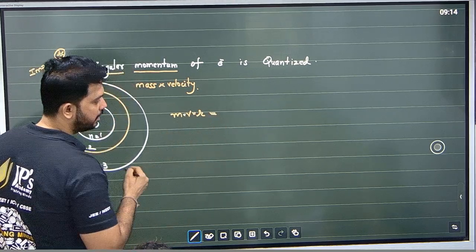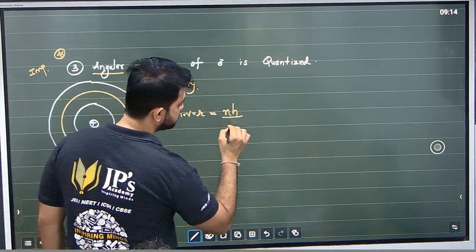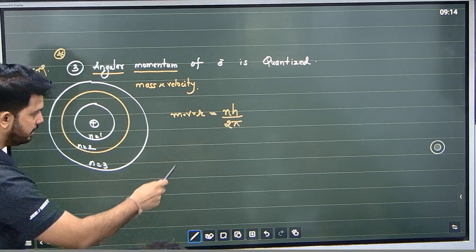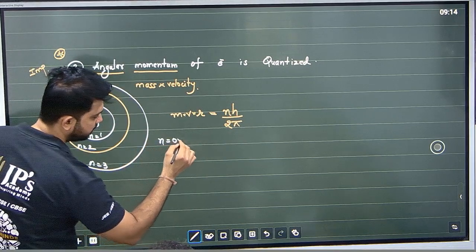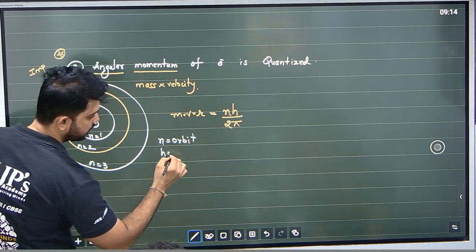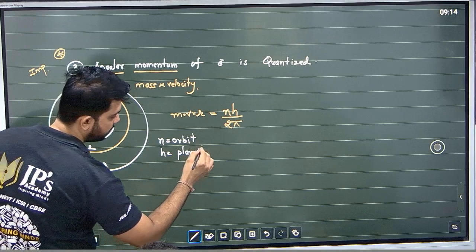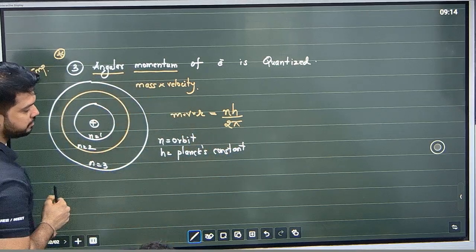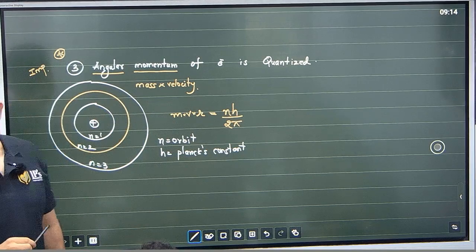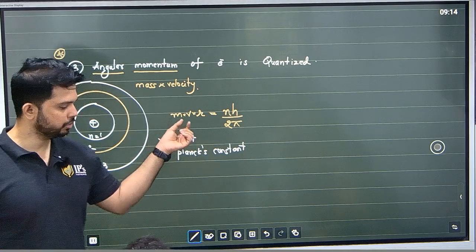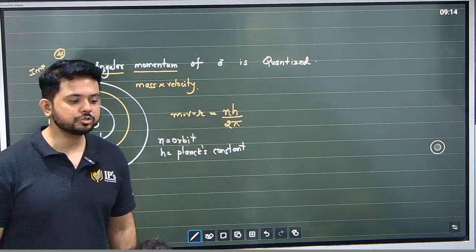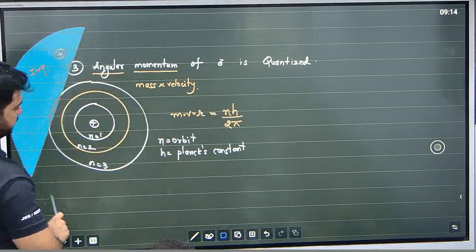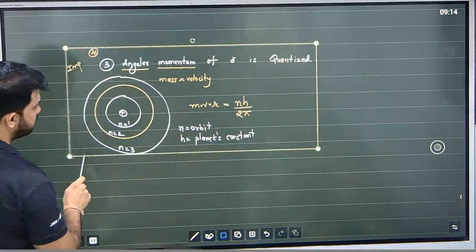is a multiple of nh over 2 pi, where n is your orbit number, h stands for Planck's constant, m is mass of the electron, v is velocity of the electron, and r is the radius of the orbit. Knowing the mass and velocity, uska derivation karenge abhi, you get the radius of these different orbits. Now, let's say the electron is present in the first orbit.